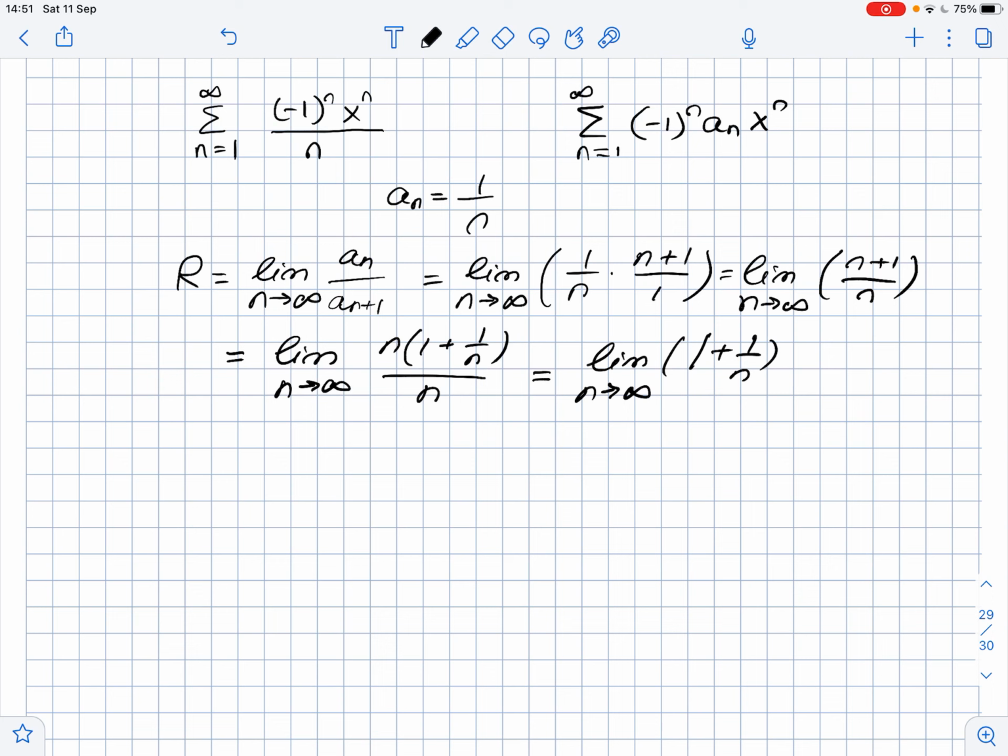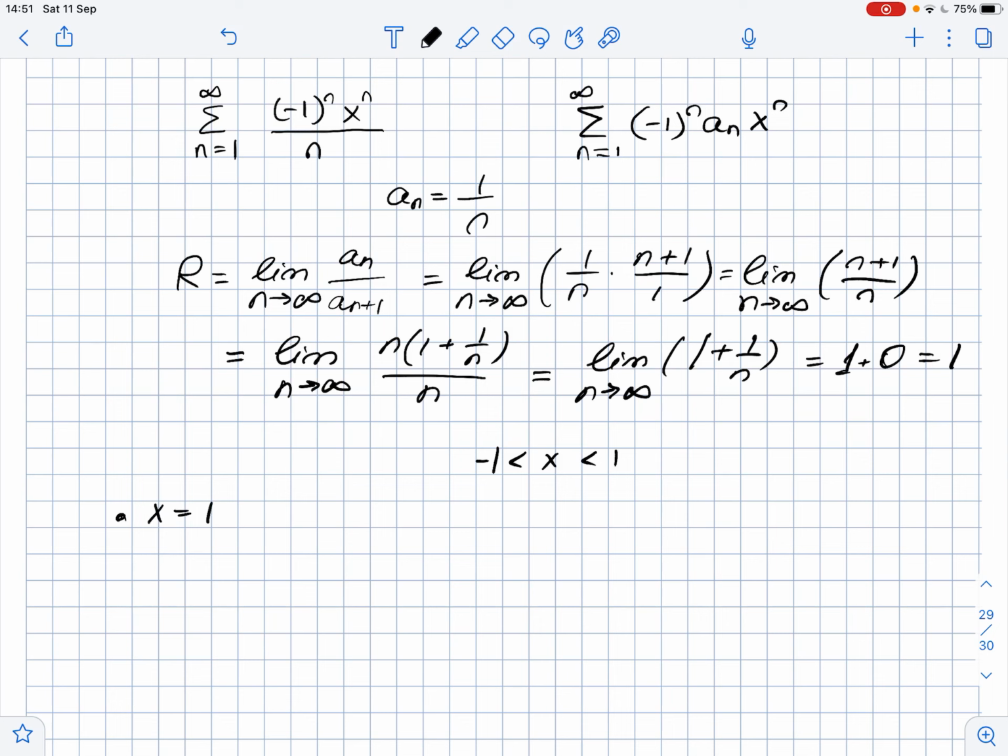Since n approaches infinity, then 1 over n approaches 0, then this equals 1 plus 0, so just 1. So we get that the radius of convergence of this series is 1. So that means that the series converges for all x which are less than 1 and greater than -1.